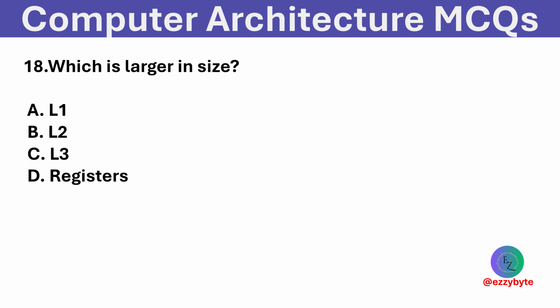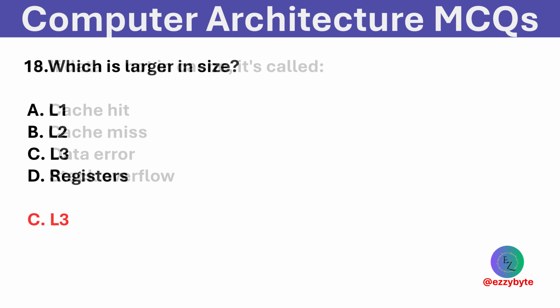Which is larger in size? Options are L1, L2, L3, and register. Option C is correct. L3 is the largest among cache levels, though slower than L1 and L2.